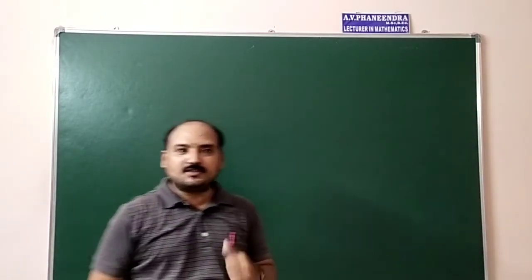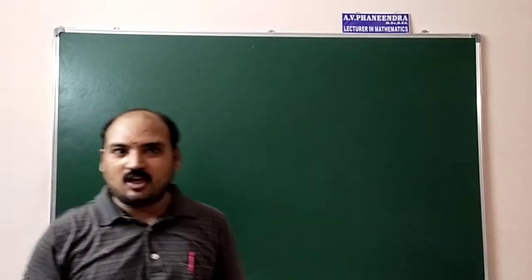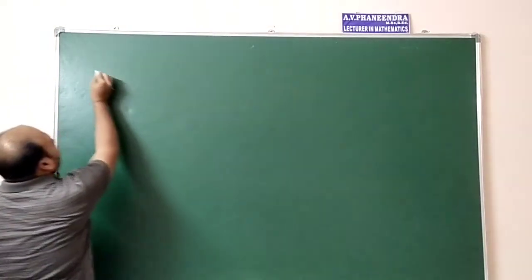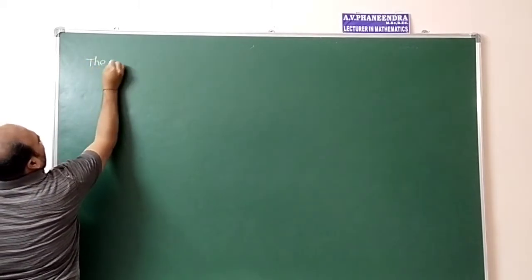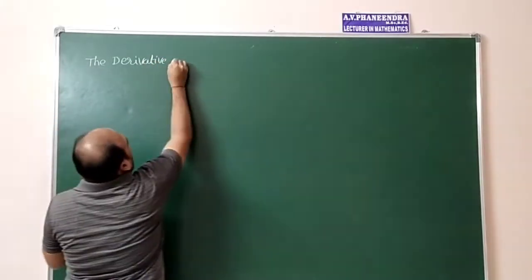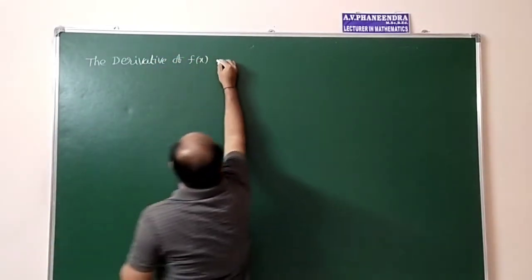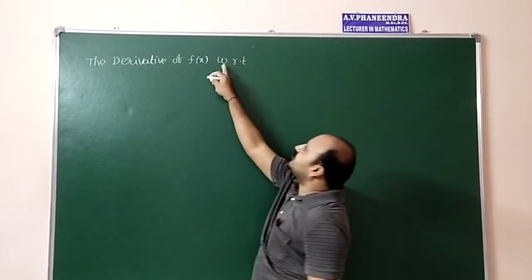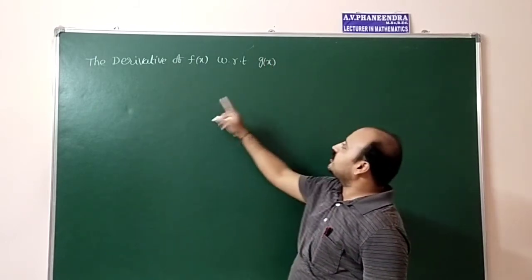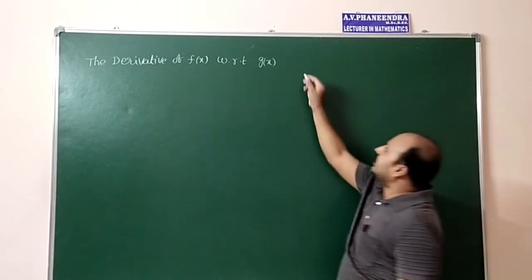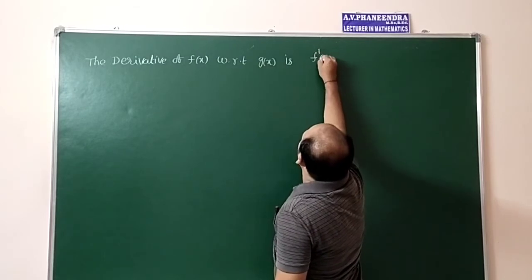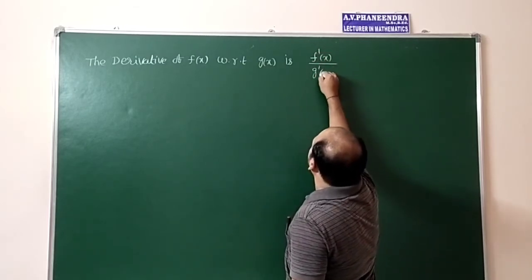The next method, students, is how to find the derivative of a function with respect to another function. We have the formula: the derivative of f of x with respect to w or p, meaning with respect to another function g of x, is f dash of x divided by g dash of x.